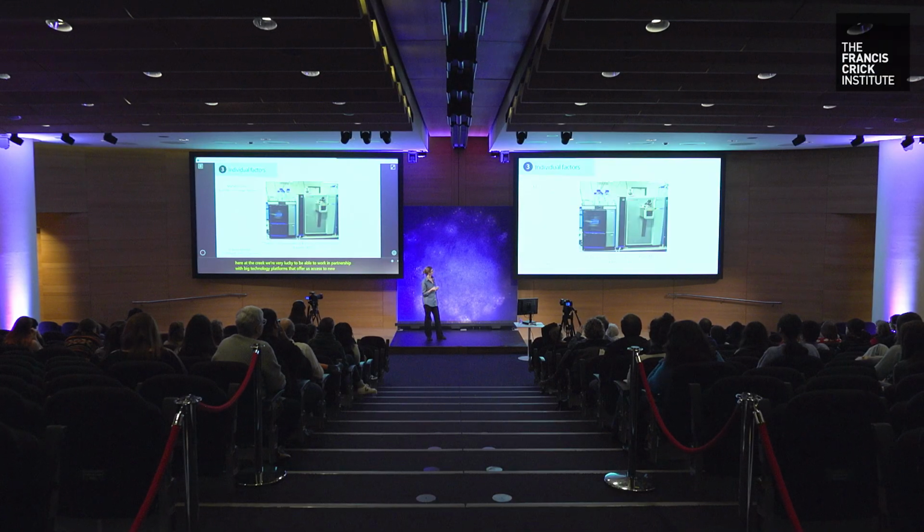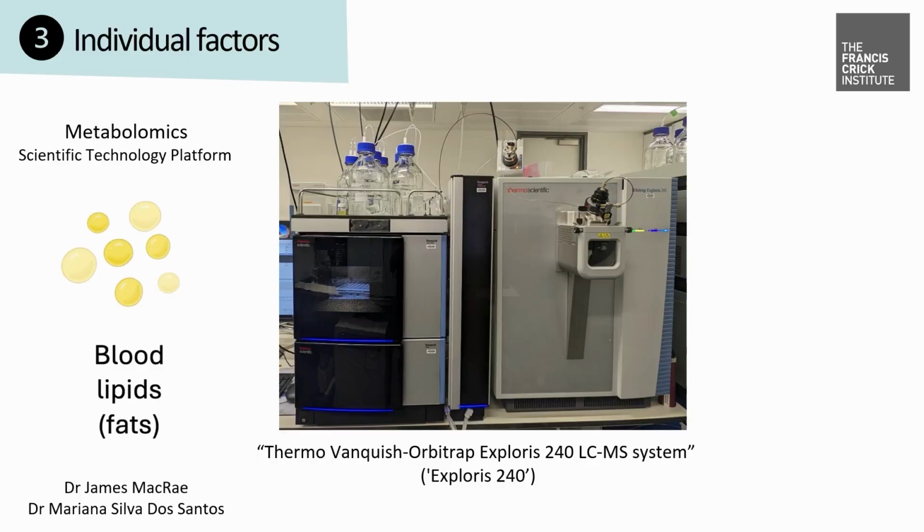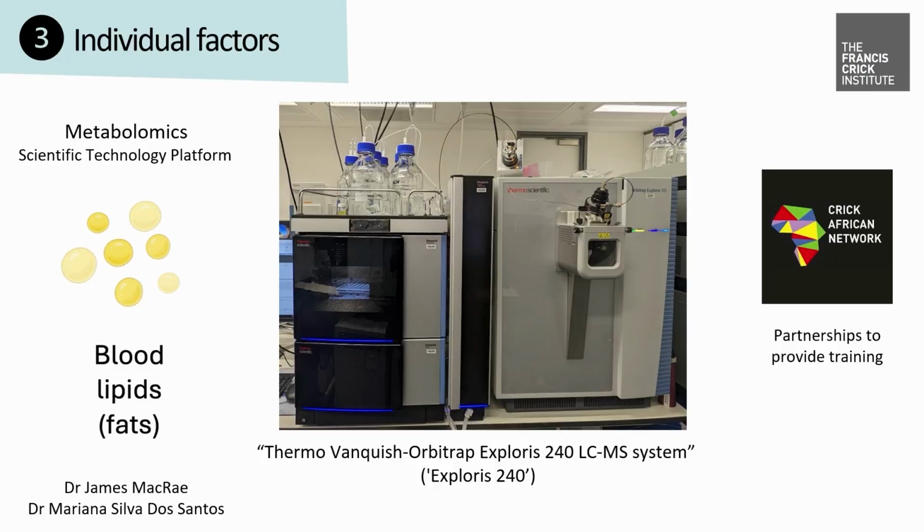And here at the Crick, we're very lucky to be able to work in partnership with big technology platforms that offer us access to new testing strategies. The metabolomics program led here by James McRae allows us to take tiny samples down to 5 or 10 microliters, that's a fraction of a mil, and measure a whole detailed profile of blood lipids. And we've got this work underway. We're also working in partnership with a technical training fellow from the Crick African Network so that we can develop capacity, help with training, and answer research questions together.